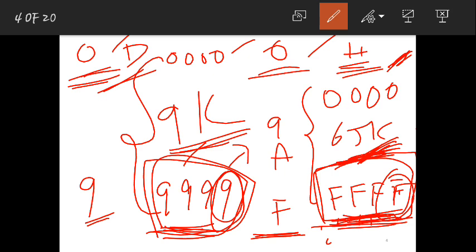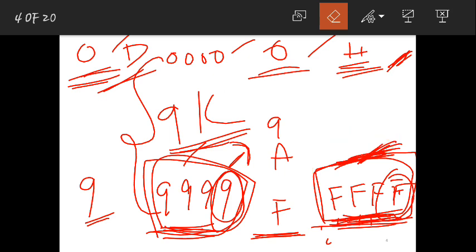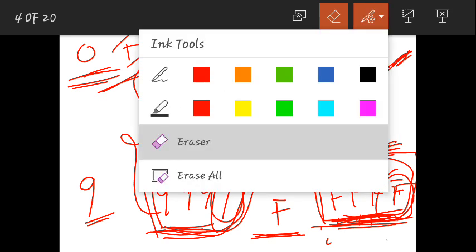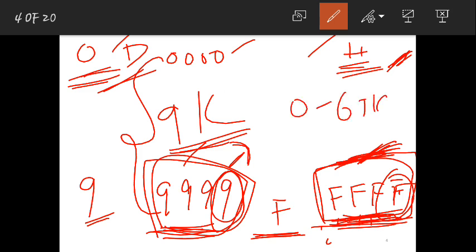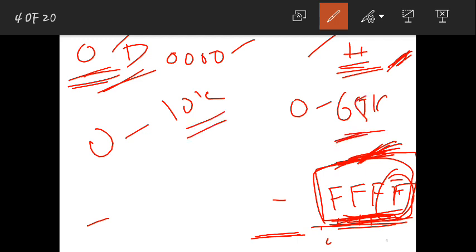So same location, same size, same memory it is considering, but this hexa is giving me more information, from 0 to around 65k, whereas this decimal is giving me from 0 to around 10k. Okay, so see there is a large difference, 65 and 10. Almost 55k more information I can store, read and write on my chip.